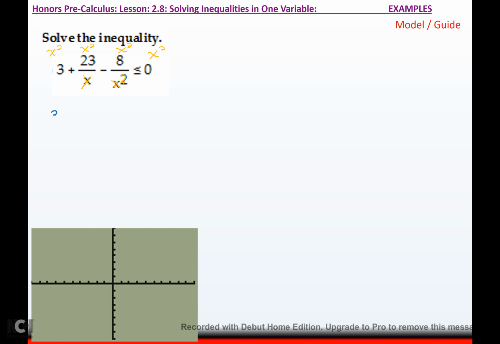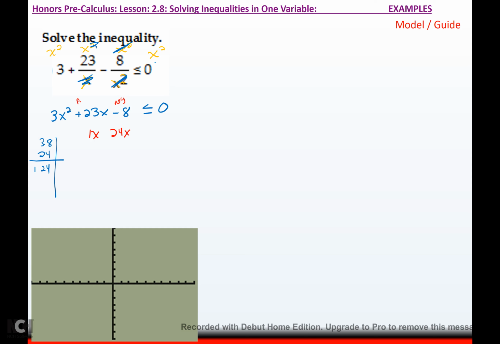So this is going to give me 3x squared. This x will cancel one of those, which gives me positive 23x. This kills that, which gives me negative 8, and less than or equal to multiply, and that's still 0. So I'm trying to solve this function and find out where it's negative at. So again, I need to get factors so that I can get zeros. So 3 times 8 is 24. Factors of 24 that make 23 would be 1 and 24. So I'm going to rewrite 23x as 1x and 24x.